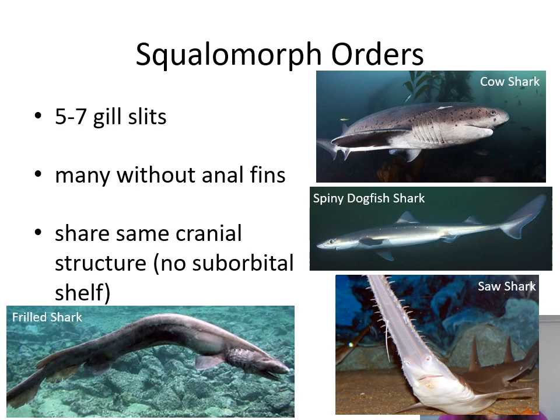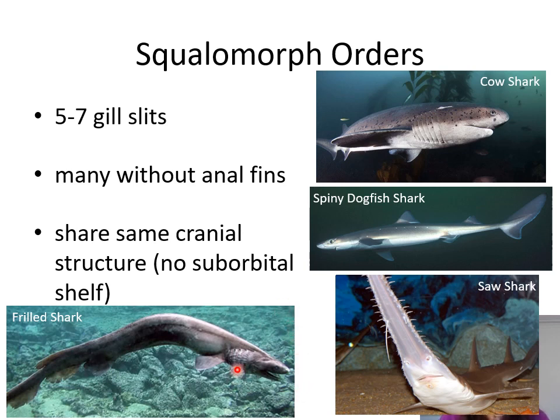So now we'll turn our discussion to the squalomorph orders. Now we see a little variety. We'll have 5 to 7 gill slits. Remember, we have those cow sharks here, and they have 6 or 7 gills depending on the shark. Many of them do not have the anal fin anymore, as we can see here on our spiny dogfish. And they're also going to share some of the same cranial structures. In this case, we don't have the suborbital shelf, as we saw. We had that shelf in the galeomorphs.